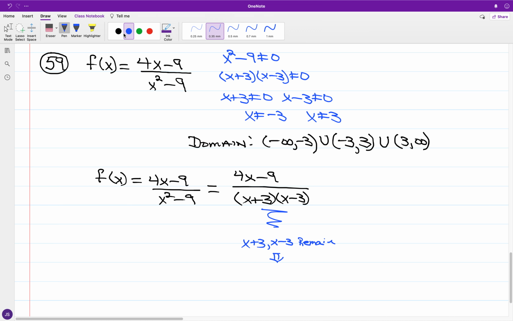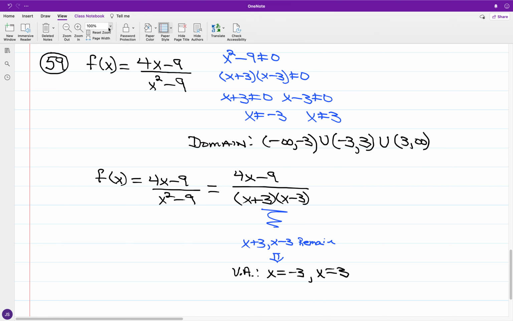Because of this, we're going to have not one but two vertical asymptotes. Both of these exclusions from the domain are going to be converted to asymptotes. So we have x equal to -3 as well as x equal to 3.